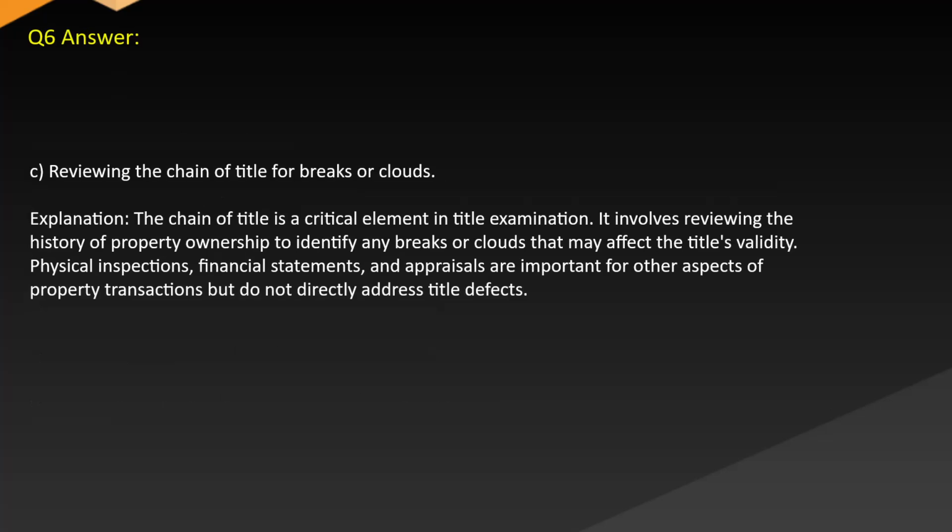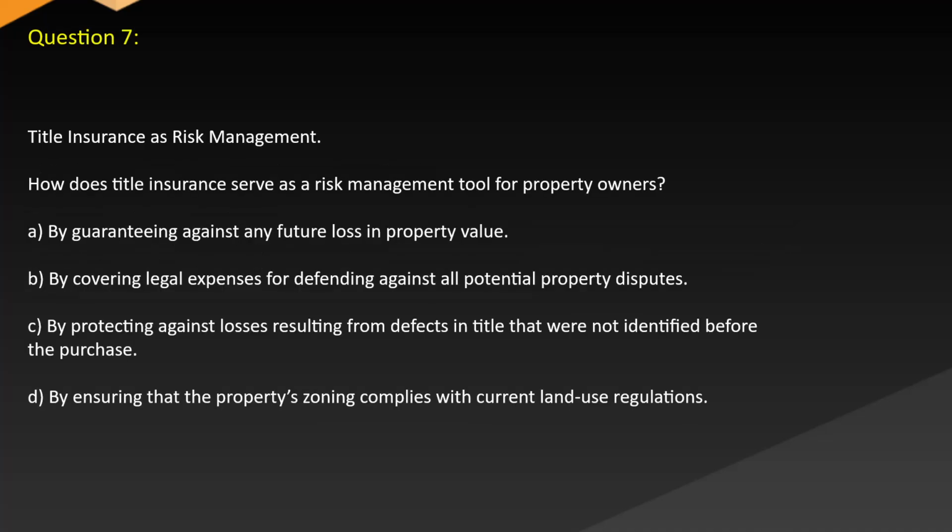Answer: C. Reviewing the chain of title for breaks or clouds. Explanation: the chain of title is a critical element in title examination. It involves reviewing the history of property ownership to identify any breaks or clouds that may affect the title's validity. Physical inspections, financial statements, and appraisals are important for other aspects of property transactions but do not directly address title defects.